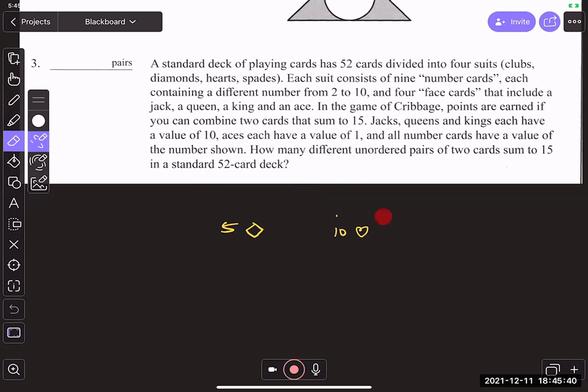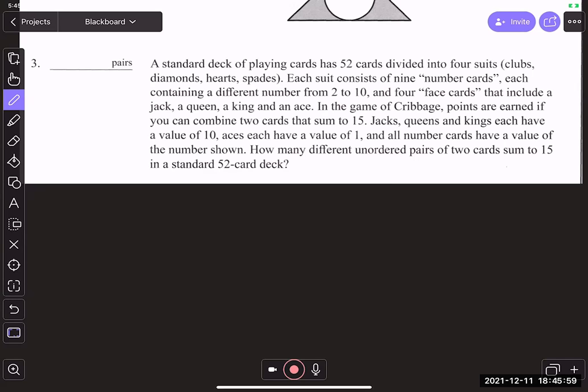Make sense? Yeah. So it doesn't matter which card is first, it doesn't matter which card is second, but it does matter which card you have. In other words, if you have a 10 of hearts versus a 10 of diamonds, those are completely different pairs. Okay, let's go ahead and take a look here then.